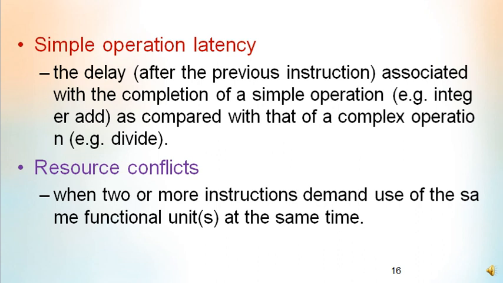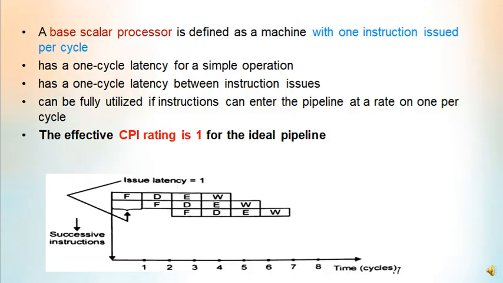And what do you mean by resource conflicts? When two or more instructions demand use of the same functional unit at the same time, a situation arises with resource conflicts. The base scalar processor is defined as the machine with one instruction issued per cycle. Look at this picture.